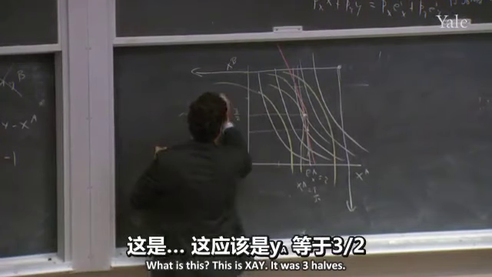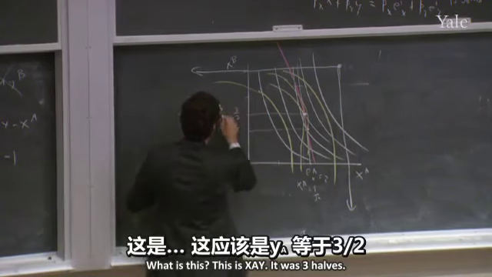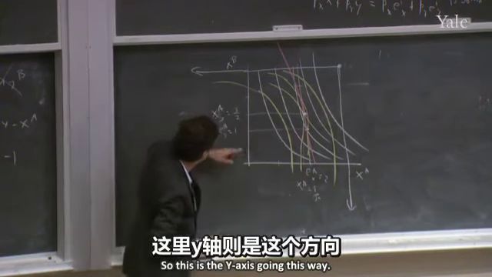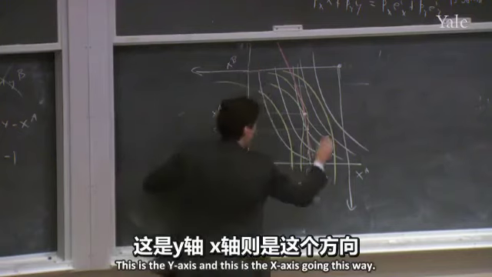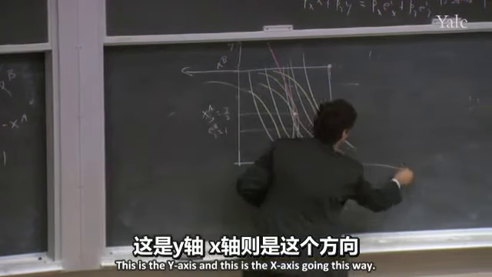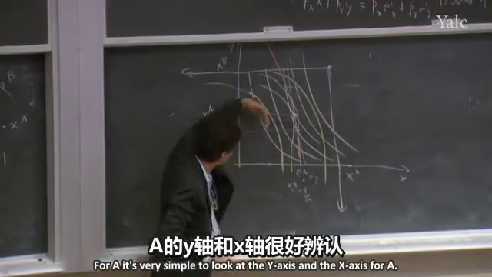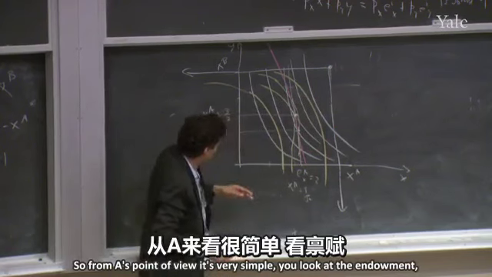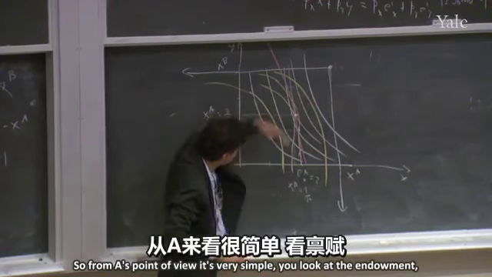What is this? This is x, a, y was 3/2. Okay, so this is the y-axis going this way, and this is the x-axis going this way. For A, it's very simple to look at the y-axis and the x-axis for A. A's got his indifference curve getting better and better, and B, okay, so from A's point of view, it's very simple.